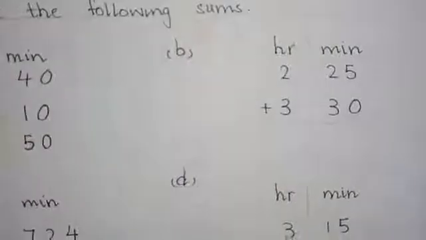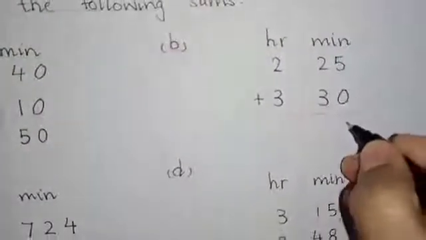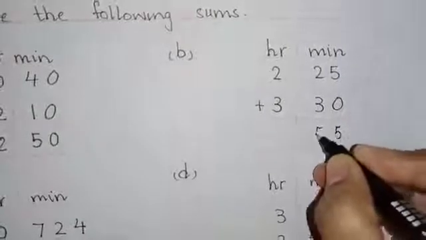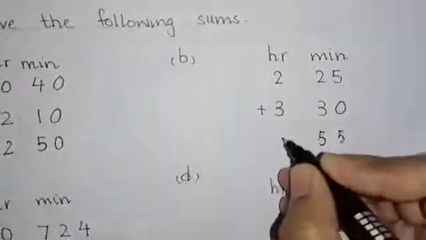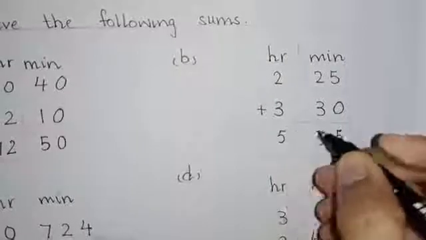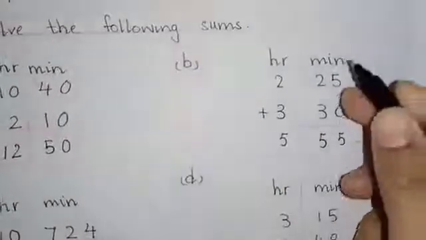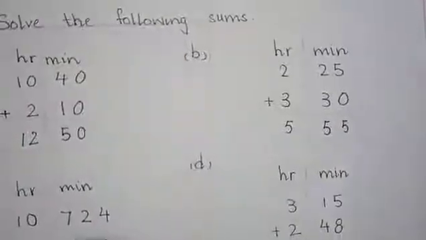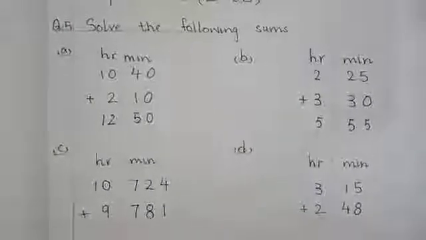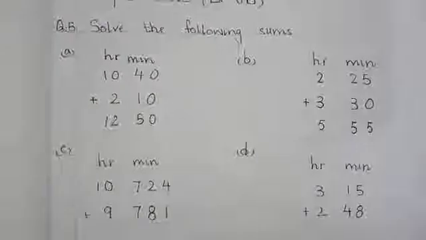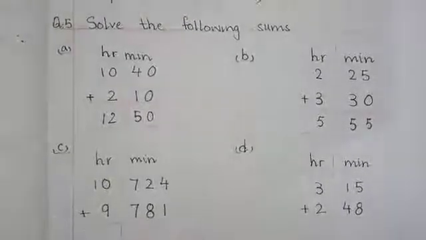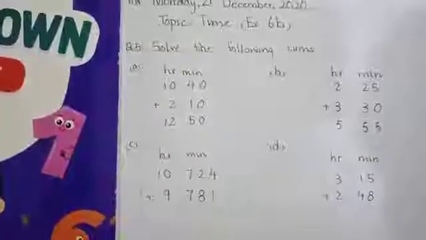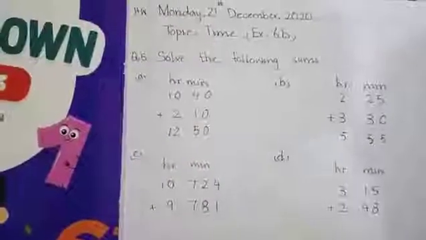Now B part. It's 5 plus 0, 5. 2 plus 3 it's again 5. 2 plus 3 it's 5. So the answer is 5 hours and 55 minutes. Students, you will maintain your pages the same like this and solve C and D part by yourself. Do your work neatly, and if you have any question you can ask me.